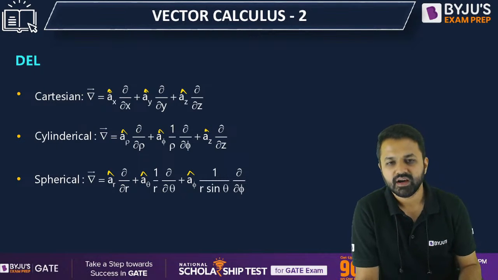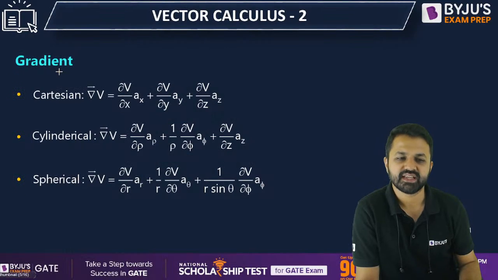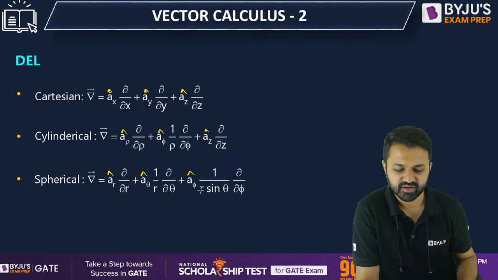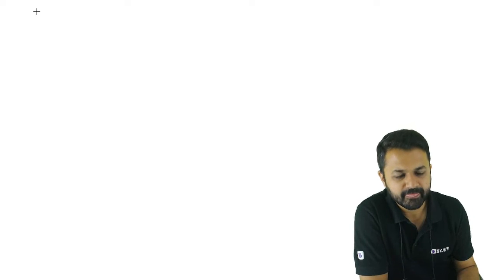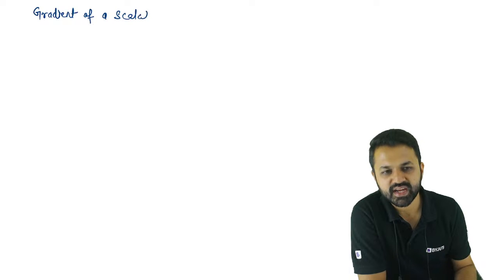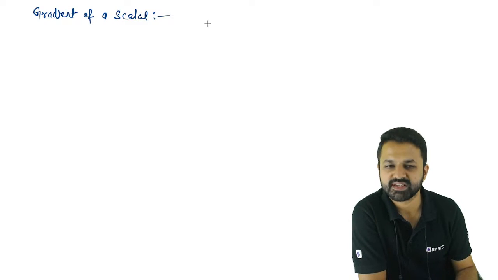Now, as I said, we are going to understand the gradient. So how do you write this gradient? Let's understand how to write the gradient in the Cartesian coordinate system. Suppose you are calculating a gradient. We always calculate the gradient of a scalar. So gradient is always calculated for a scalar.